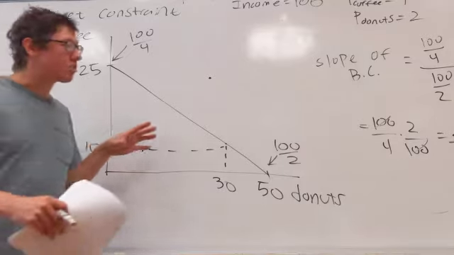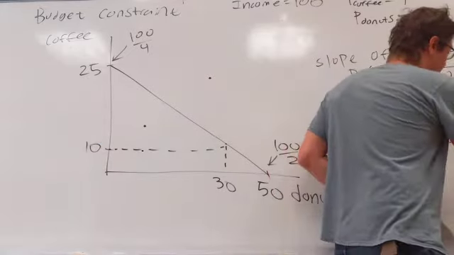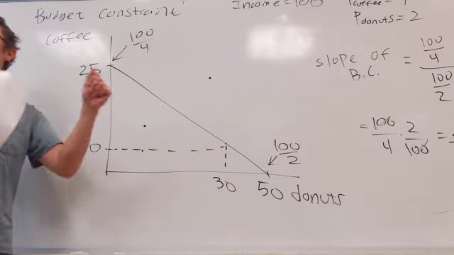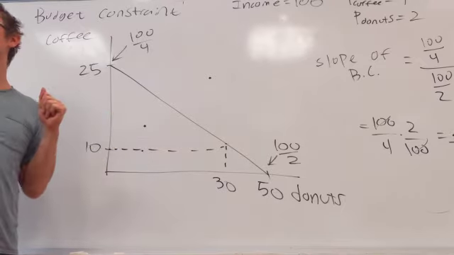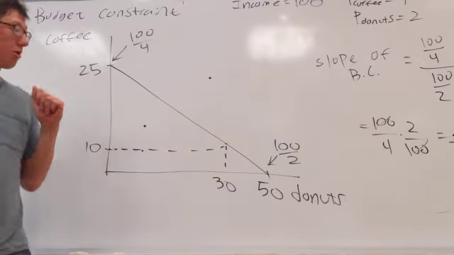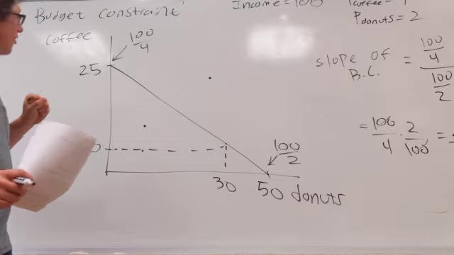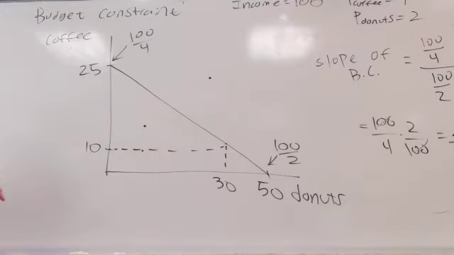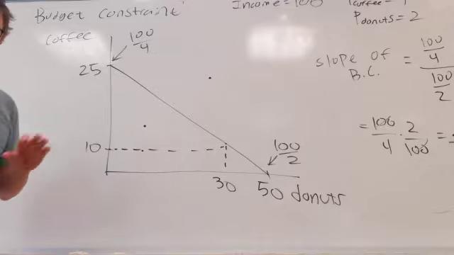Okay, so the slope of the budget constraint, which is written by this term, tells us the rate at which the consumer can trade off coffee for donuts, given their prices. If they want to buy one more coffee, they have to give up half a donut. Or if they want to buy one more donut, they have to give up half a coffee. So it tells us the rate at which they can trade off one for the other, given prices. Okay, that's the budget constraint.